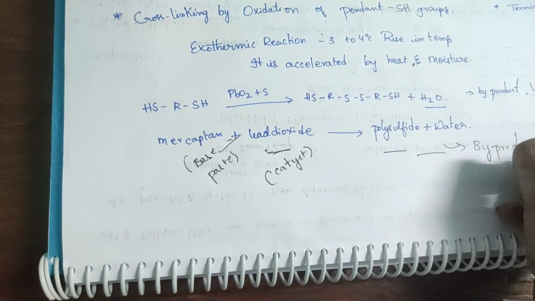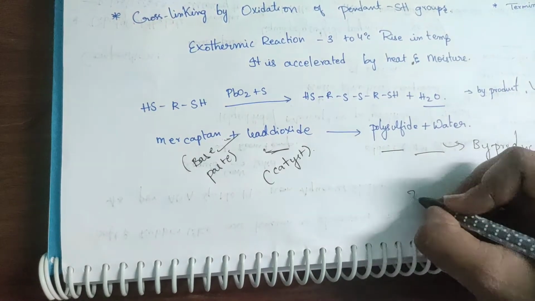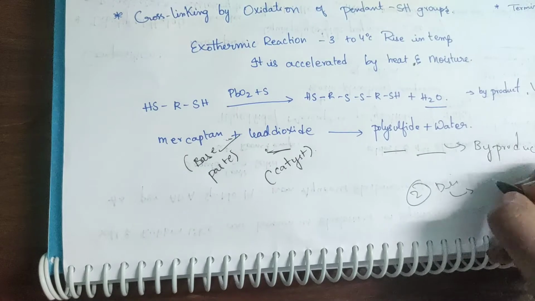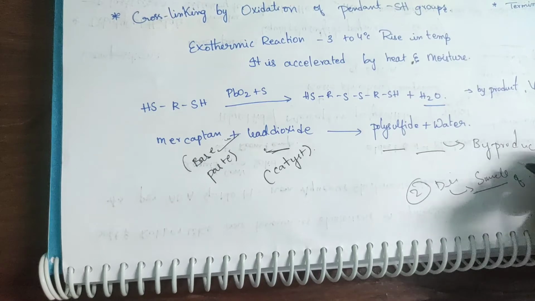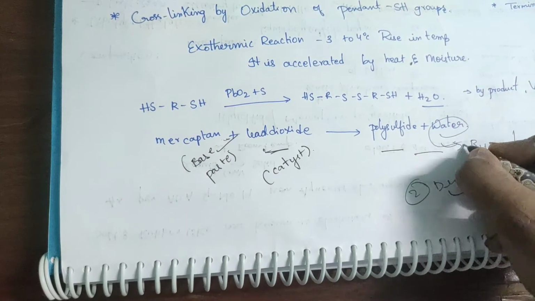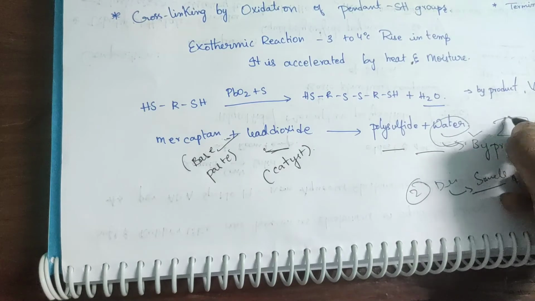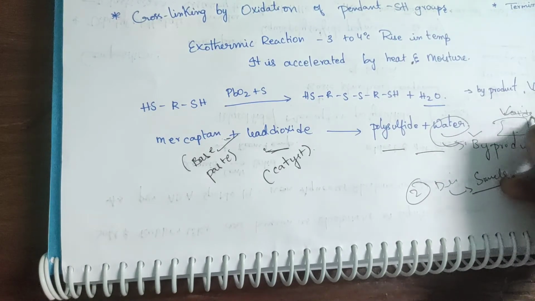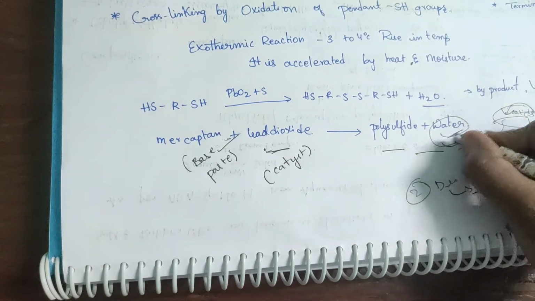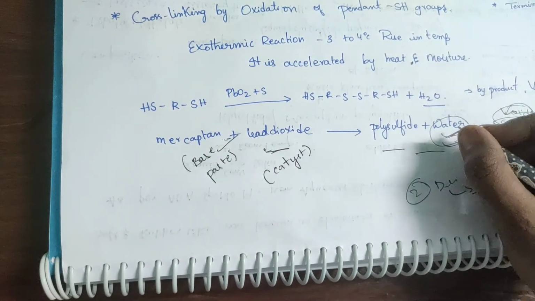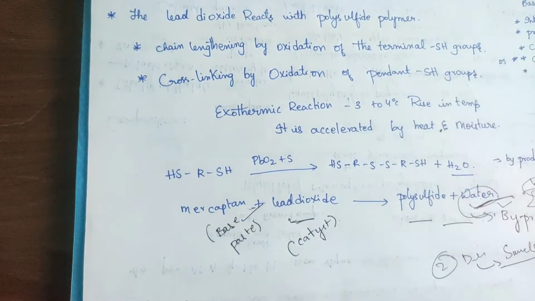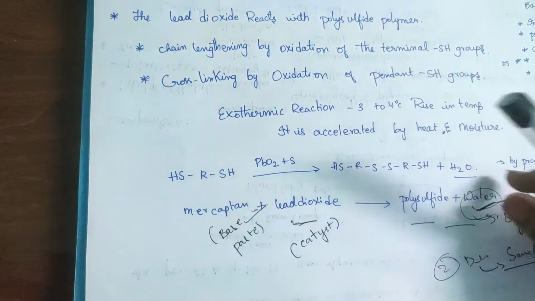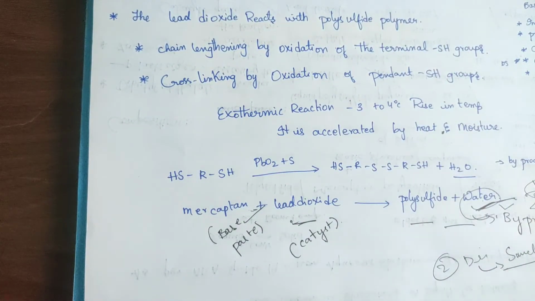When we talk about the disadvantages of polysulfide, there are two disadvantages. What are they? The odor of polysulfide is unpleasant, that is one thing. And because of the byproduct, there is some glossiness, irregularities and voids present in the impression. So the byproduct is always a disadvantage when it comes to impression material. So you can write in exams that mercaptan and lead dioxide both react and form polysulfide and water. So this is the setting reaction.